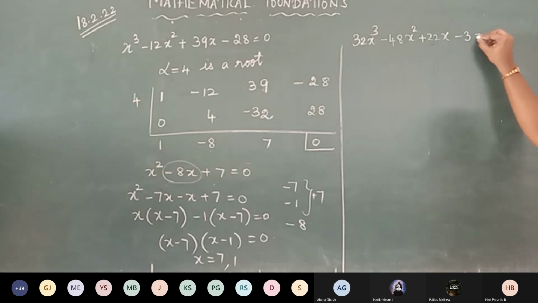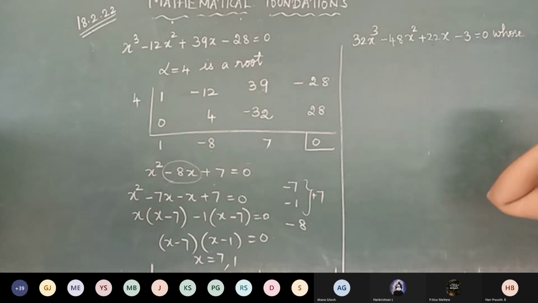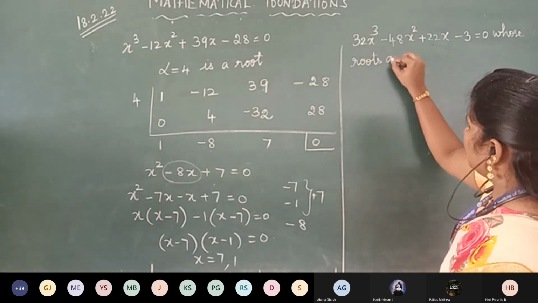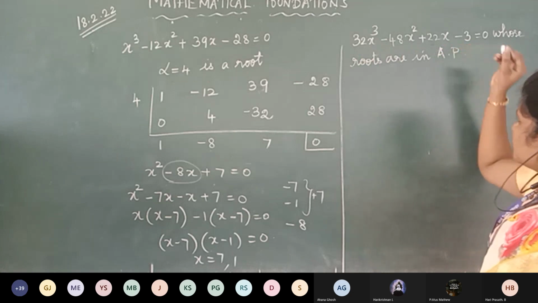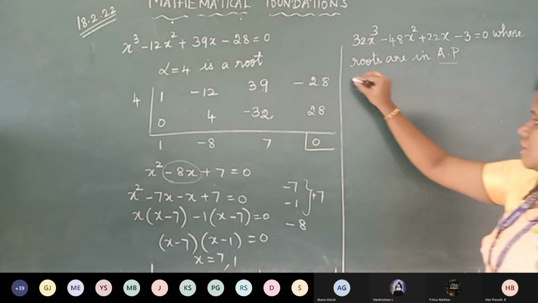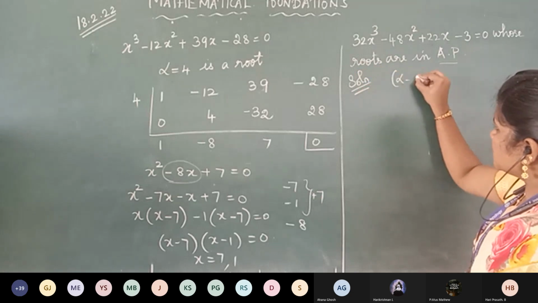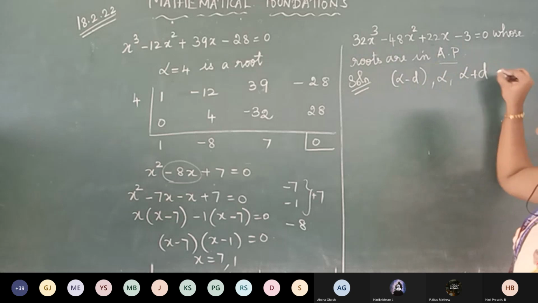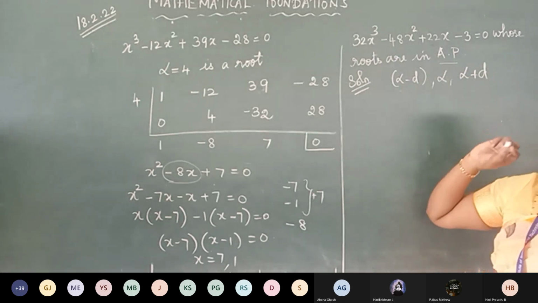Whose roots are in AP. So again, since it is given, it is AP, right? Let the roots be alpha minus D, alpha and alpha plus D. Immediately find out what is this alpha.